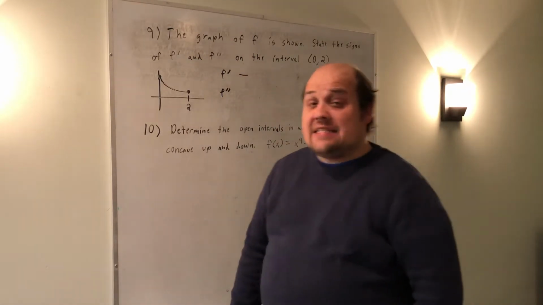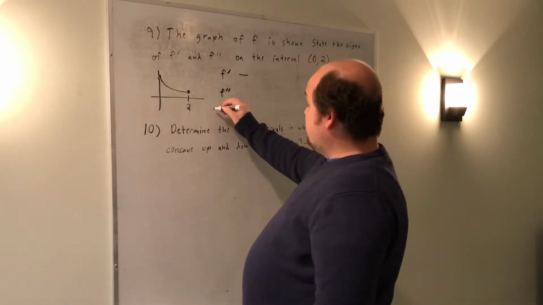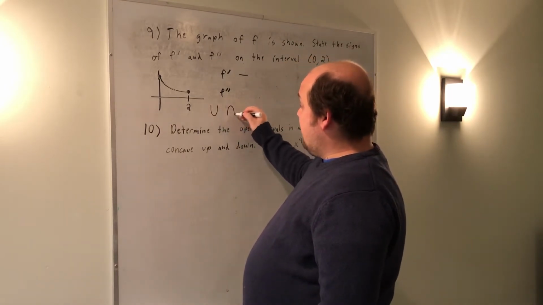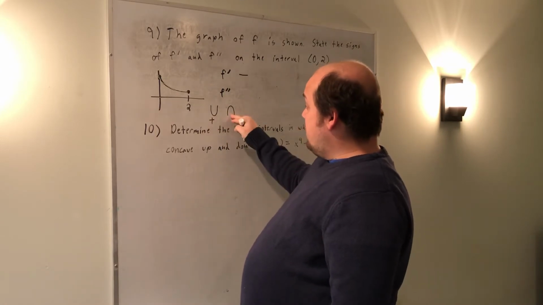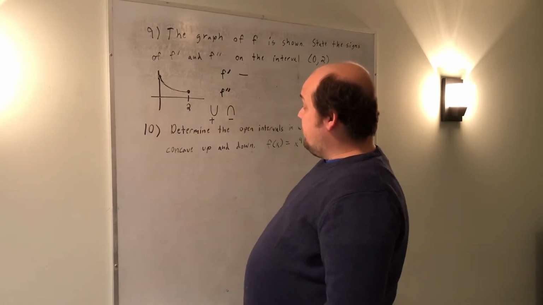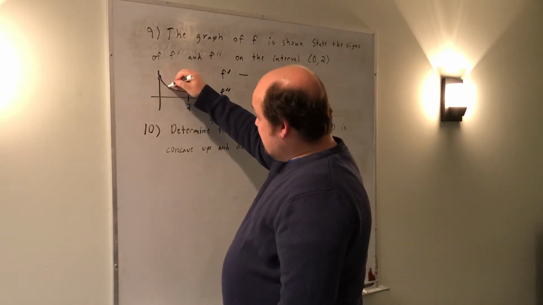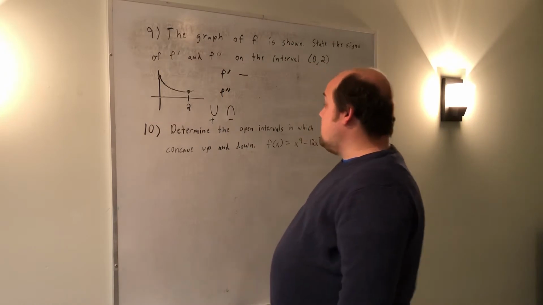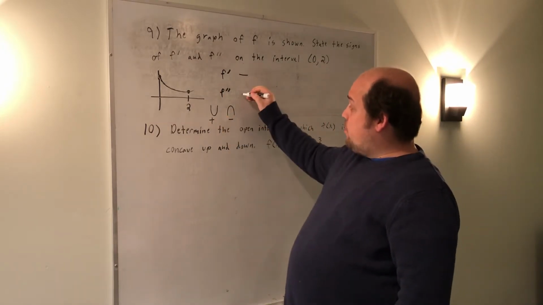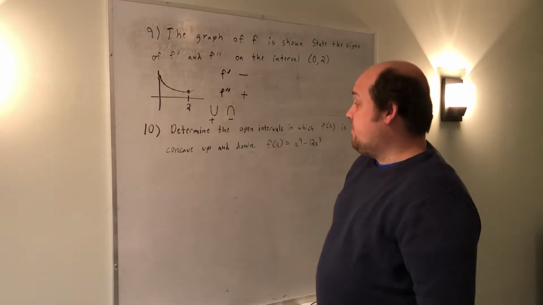Second thing I'm looking at is concavity. My choices are concave up or concave down. For concave up, the second derivative is positive. For concave down, the second derivative is negative. You can see that this has the general concave up trend. For that reason, I have concave up or positive as my second derivative.